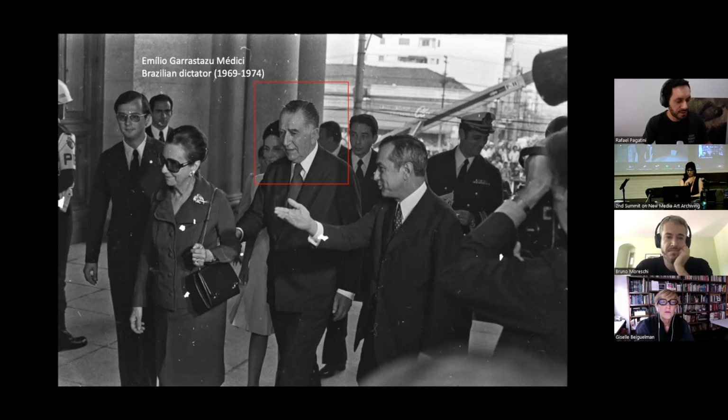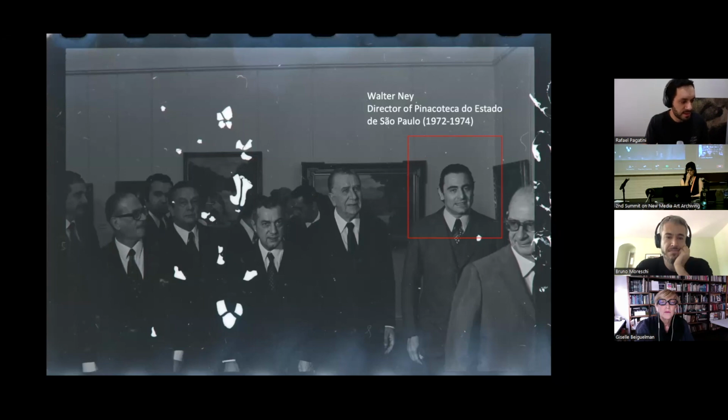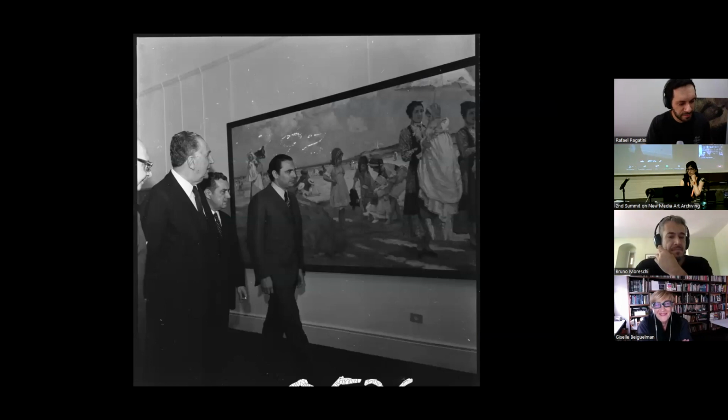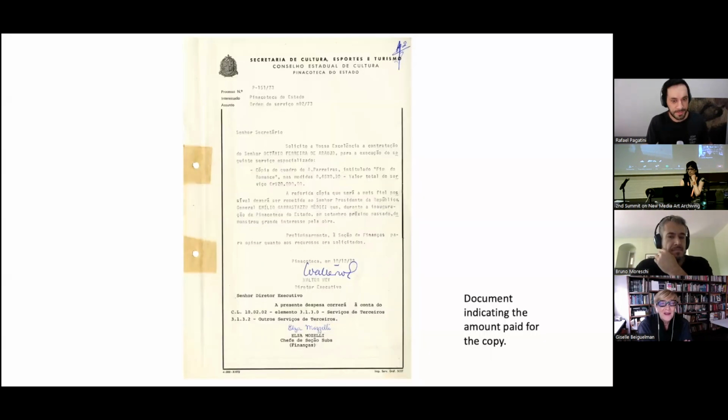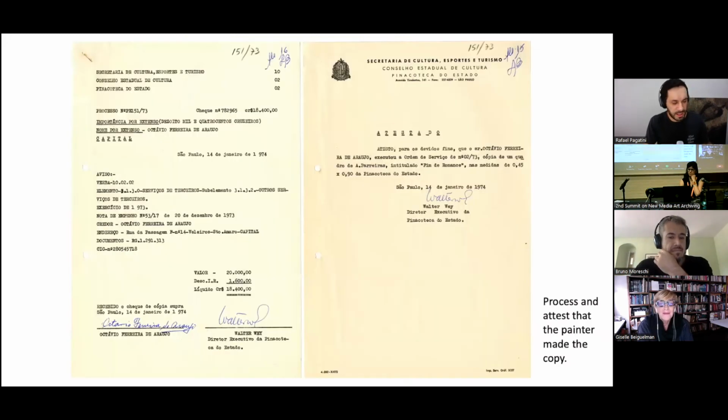The painting caught the general's attention in 1973. Walter Ney, who was the director of the museum, hired a painter to make a copy with the aim of offering it to the general. In the files I found, there are documents referring to the whole process: the expansion of bidding, commitment, hiring, and payment, including the curriculum vitae of the painter who produced the copy. It draws attention that during the period of persecution of opponents of the regime, the painting was executed by a black painter, Otávio Ferreira de Araújo, who was trained in Moscow as an expert in socialist realism.